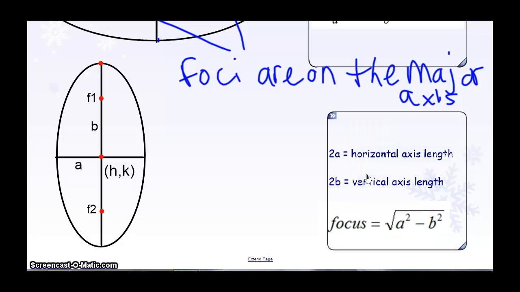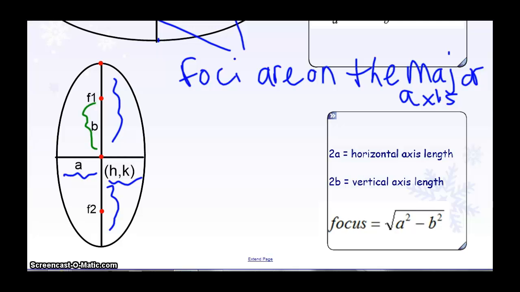A couple of things we want to know. 2a is the horizontal length, because I go from here to a and here to a. So if I want the whole length, it's 2a. The vertical axis length, b is there, so it's 2b. And the focus length is radical a squared minus b squared. So if I want the length from here to here, that's what f is. In my formula, it can be radical b squared minus a squared.